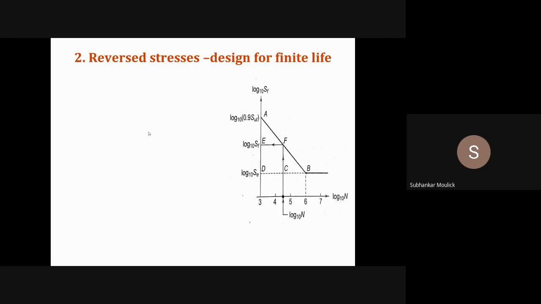When any component is subjected to a finite life condition, we take the help of the SN diagram to design the component. The rightmost diagram is nothing but the SN diagram. And we know that the SN diagram is plotted on a log-log paper. That is, on the x-axis you have log base 10 of N, where N represents the number of cycles to failure, and the y-axis represents log base 10 of SF. SF is the fatigue strength corresponding to a particular life of a component. It is plotted on a log-log paper, and remember, the base of the log is 10. So whenever you are solving a problem with the help of this SN curve, you need to take the base of the log as 10 throughout.